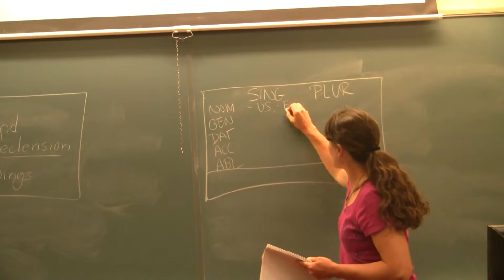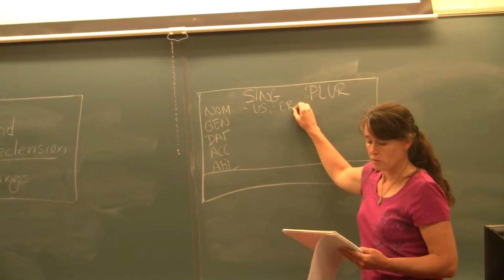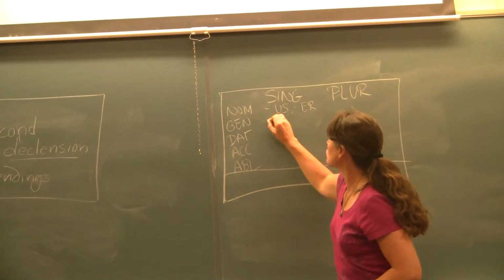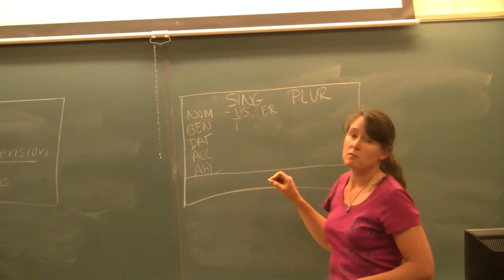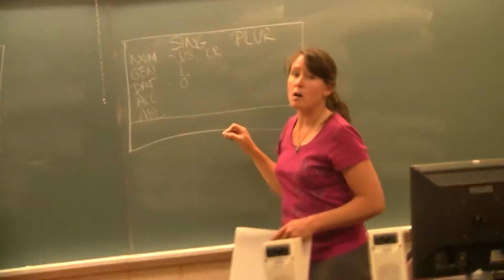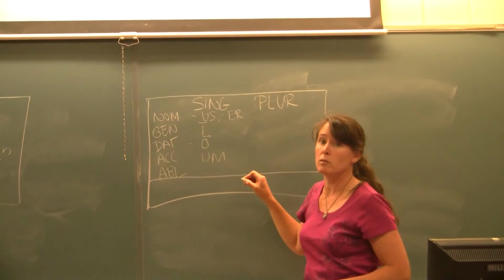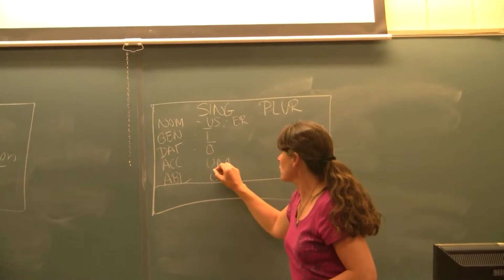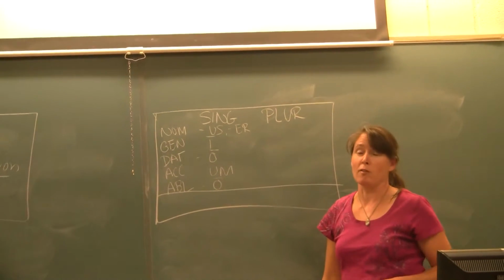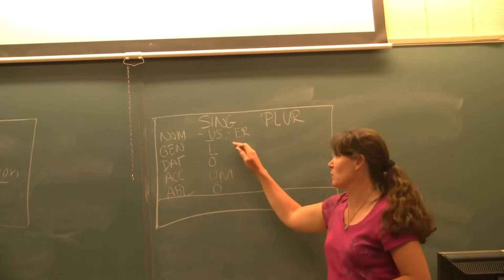Sometimes you'll see nouns that end with er. So you'll see either us or er in the nominative singular. Genitive singular is i, long I. Dative singular is o, long o. Accusative singular is short u, m. Ablative singular is o. So your singular endings are us, i, o, um, o. So you just get used to rattling those off. Us, i, o, um, o. Let's say them together.